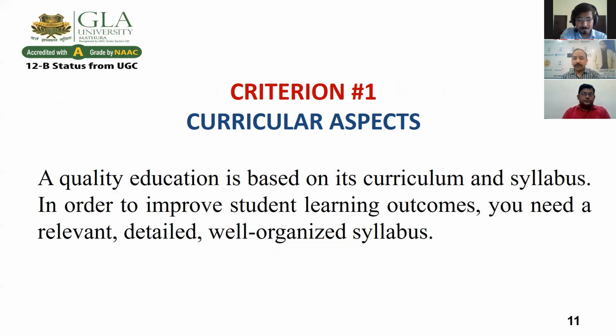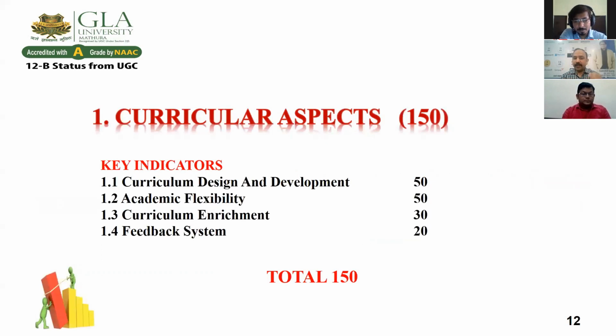So it is quite necessary. In order to improve the student learning outcome, you need a relevant, detailed, well-organized syllabus. So in this criteria 1, as I was talking about in my previous slide, criteria 1 is of 150 marks, and in the criteria there are some key indicators. In criteria 1, there are 4 key indicators.